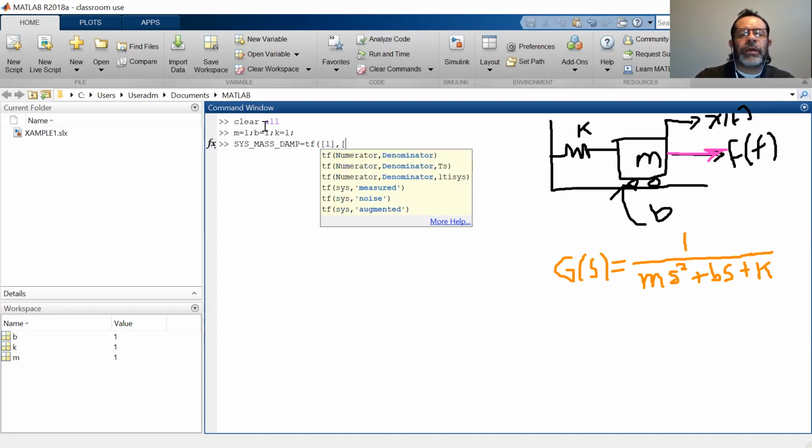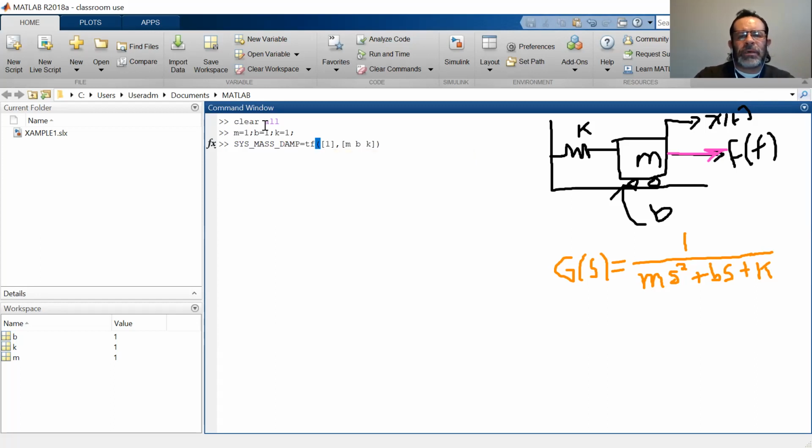How would the denominator be defined? Anybody? How would I define the vector for the denominator for that transfer function? I'm guessing M, 1 and 1 maybe, or M, 1 and K, or well, M, B and K. Correct. If we were to use the constants, Pablo, it would be M, 1, 1 and 1, but we've defined it over there, so we're going to say M, B and K.